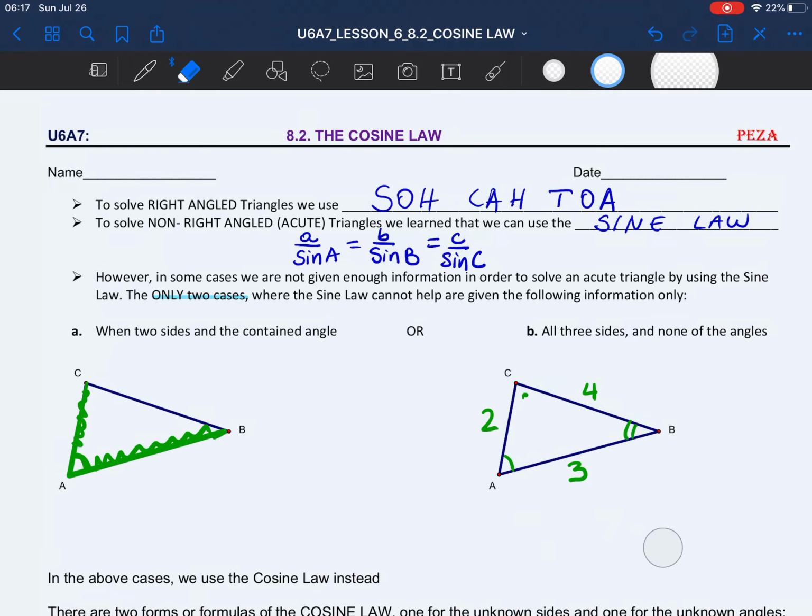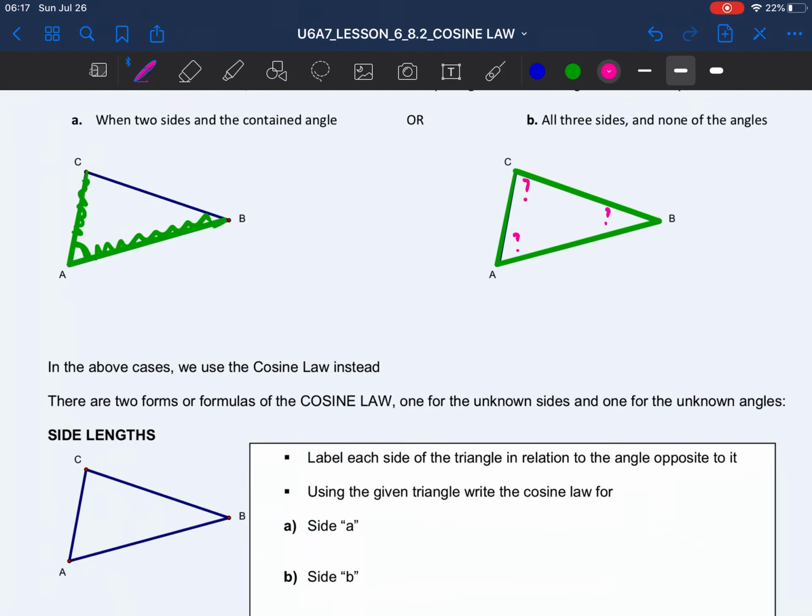So I call this the case of kind of circular information. But you can use your own ways to actually remember the two cases. So when I have all three sides and nothing else, then I cannot use the sine law. Okay, so just to make this a little bit more memorable, no angles are given. So in the two cases that I just mentioned, what we have to use is the cosine law.